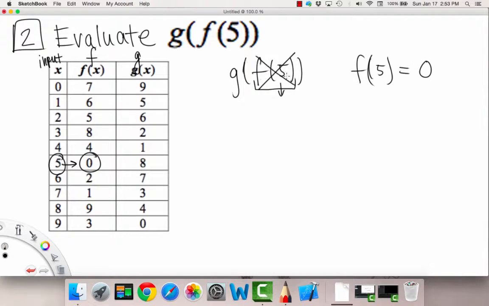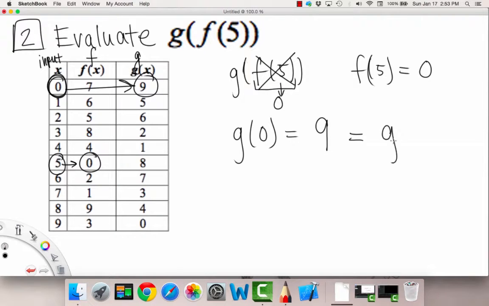Alright, so that means we can replace the inside here with a 0. So now we're just looking for what is g of 0. When we input 0 for g, we get a 9. So 9 is going to end up being our answer. 9 is equal to g of 0, which is also equal to g of f of 5.